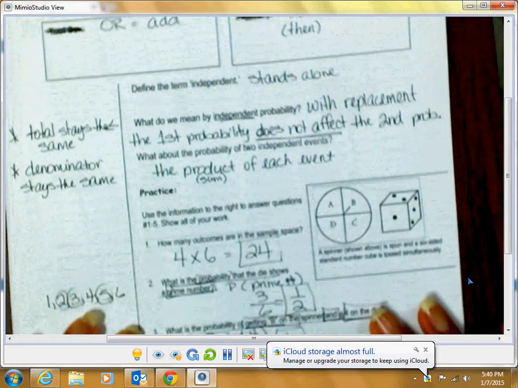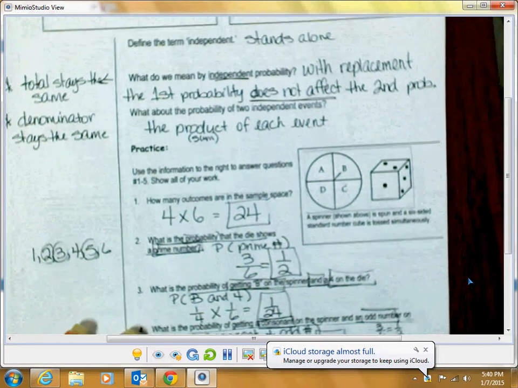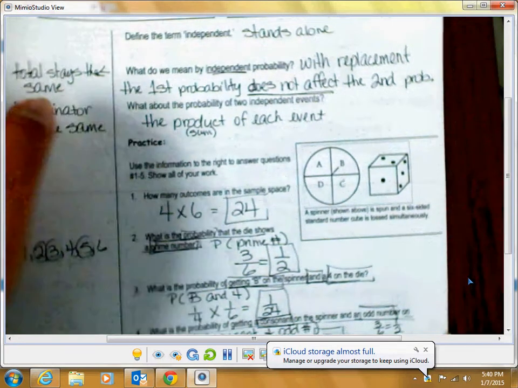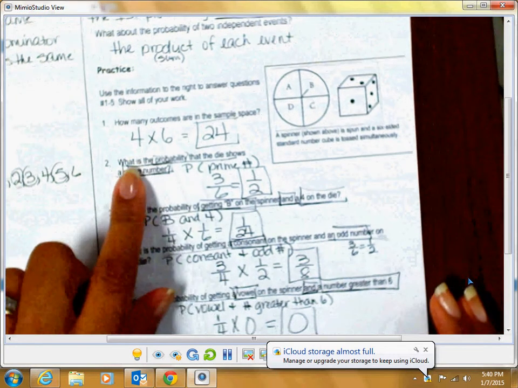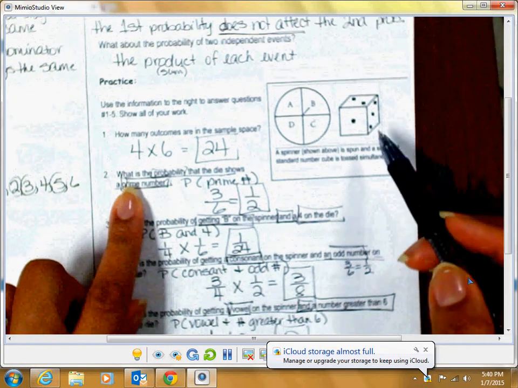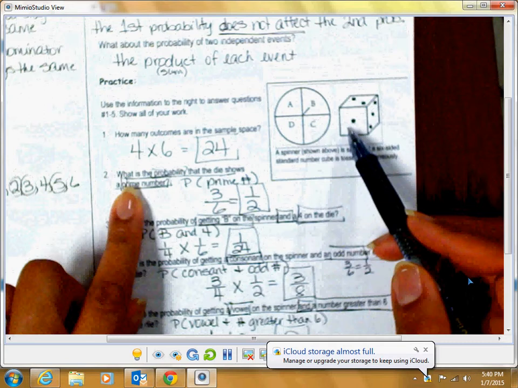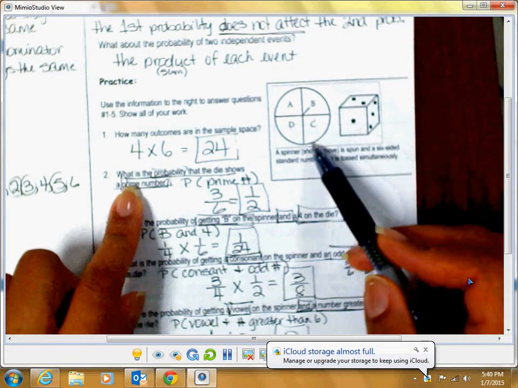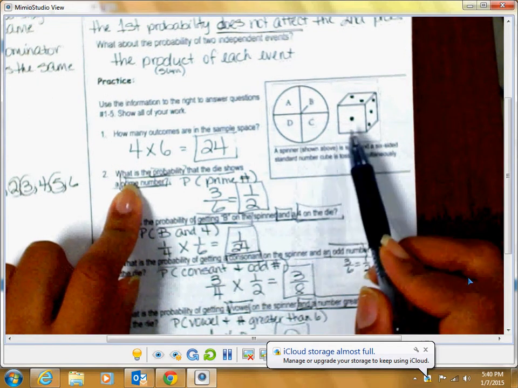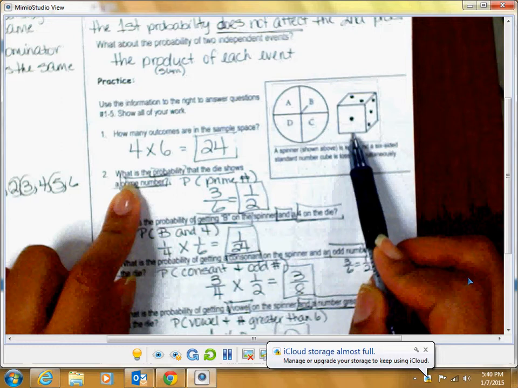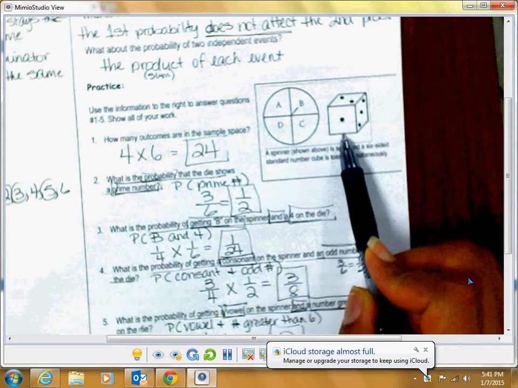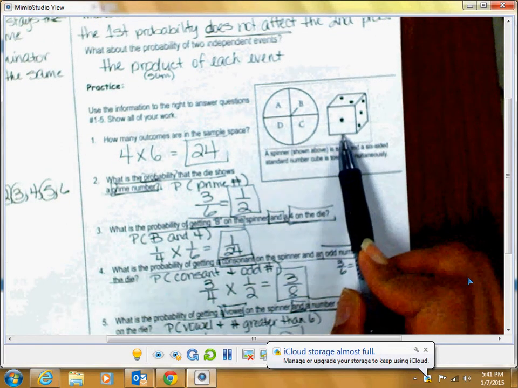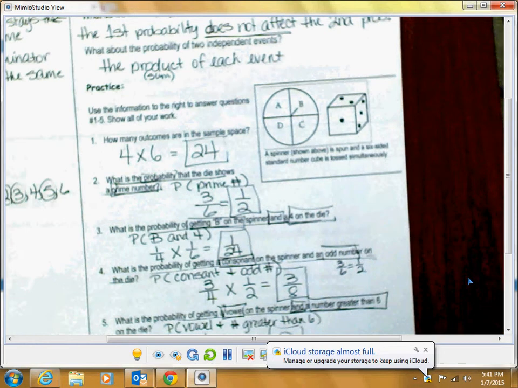Okay, so we did these practice problems, 1 through 5 here. And the first one said, how many outcomes are in the sample space? Since we were using this spinner and this cube, the spinner has 4 outcomes. The number cube here has 6 outcomes. So remember, the easy way to find your total outcomes is to use the fundamental counting principle, which says you can multiply the outcomes of each event. So 4 times 6 gave you 24 outcomes total.